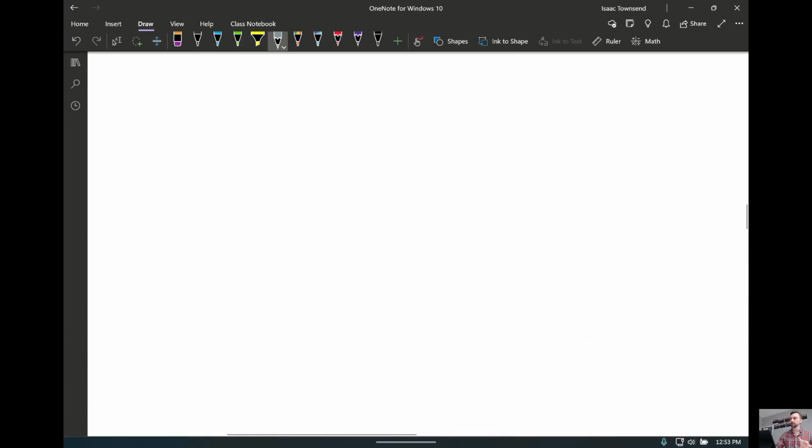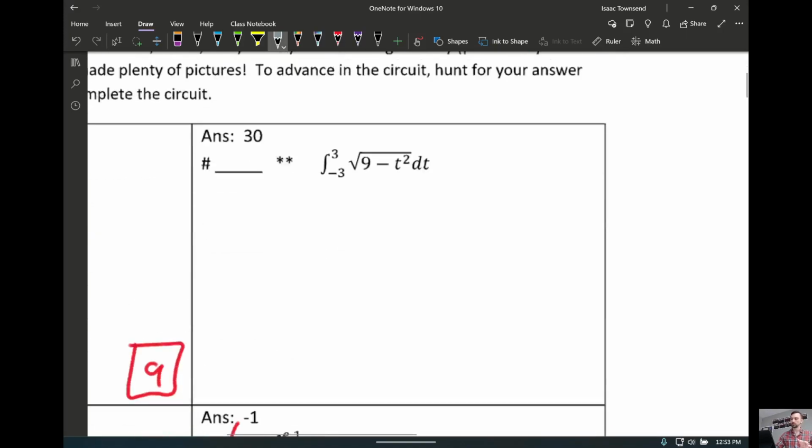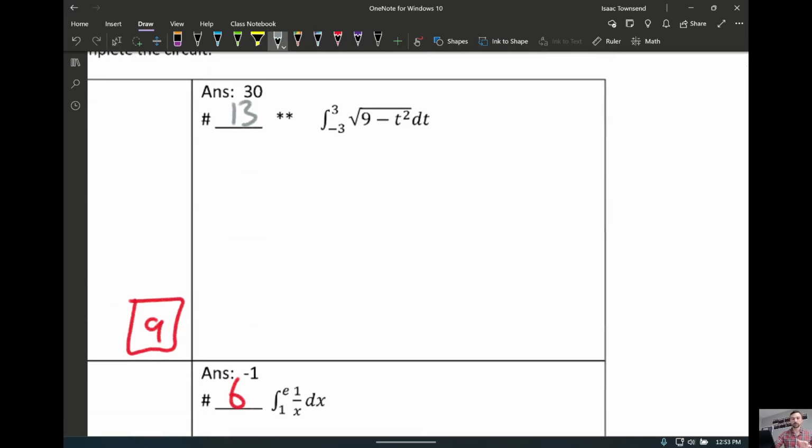Are you sure it's not... Because this is 30. Oh, yeah, I see. 9 pi. And this one ended up being 9 pi over 2, or 4.5 pi, is how they wrote it. So, of those, which ones would be most beneficial to see worked out? 11 through 13.